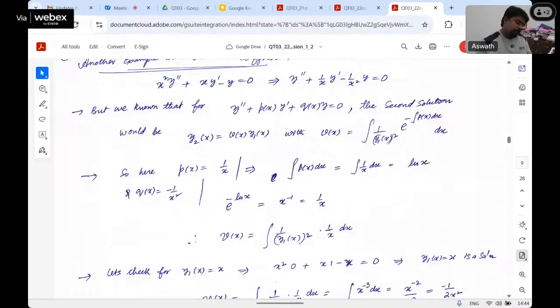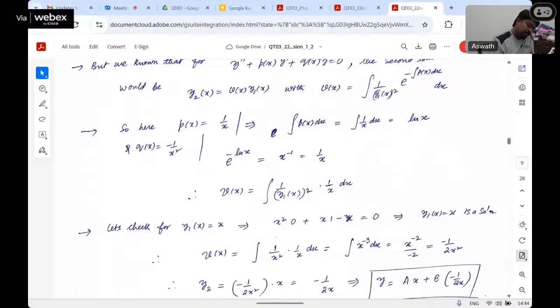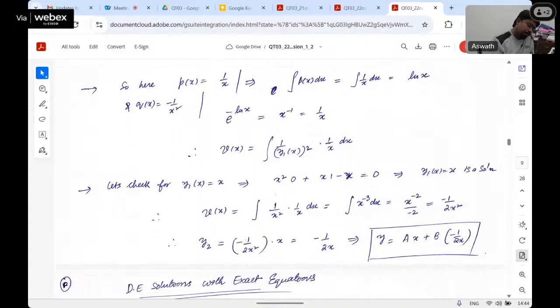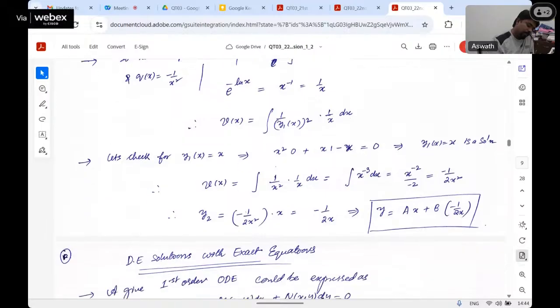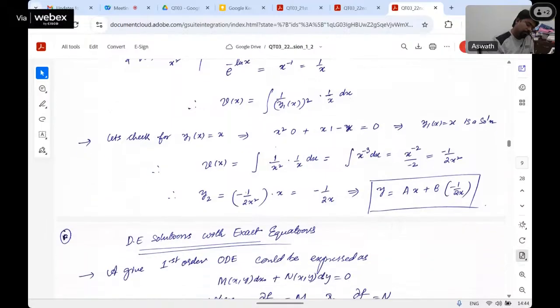So in this example, first find out what is the p. P is 1 over x. Then integration of p x dx you will find, that is the log x. Substitute that into exponential minus log x, which is 1 by x. Then you will find a v. The moment you find a v, you multiply that to your y1. Then you get a new solution.